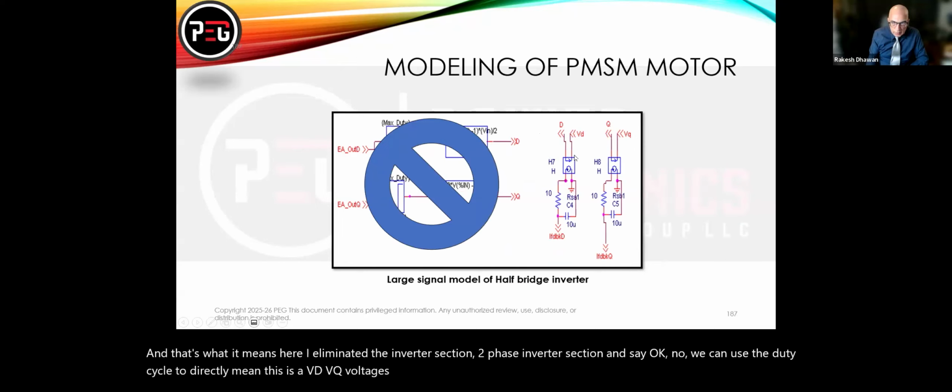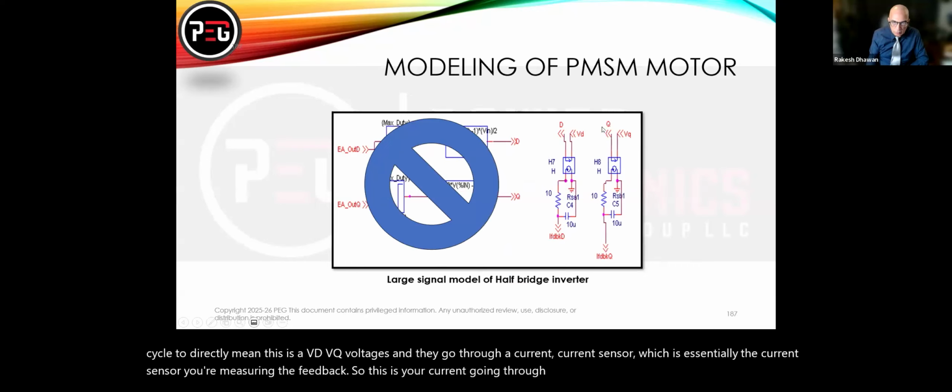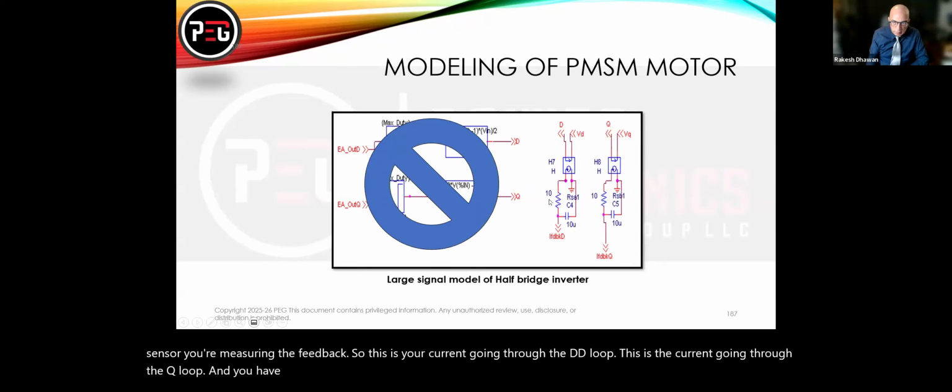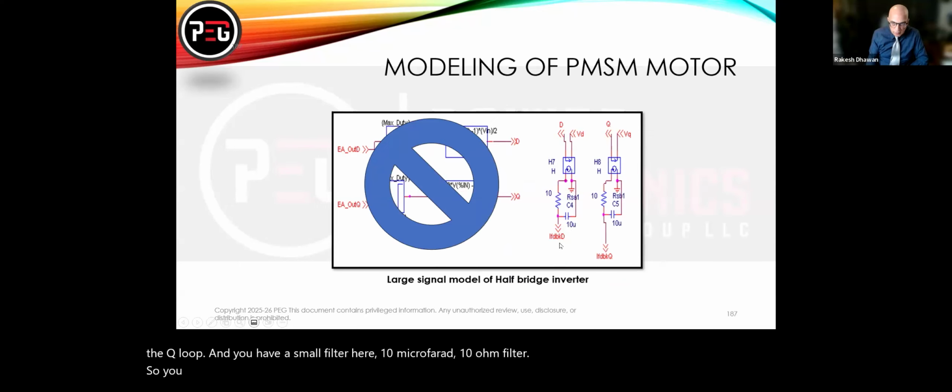And they go through a current sensor, which is essentially this. You're measuring the feedback. So this is your current going through the D loop. This is the current going through the Q loop. And you have a small filter here, a 10 microfarad, 10 ohm filter. So you have feedback of the D loop and the feedback of the Q loop.